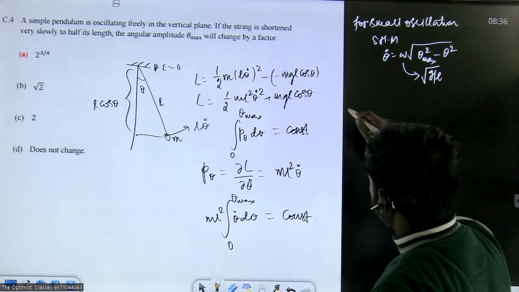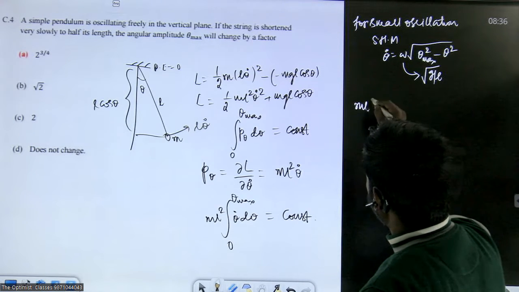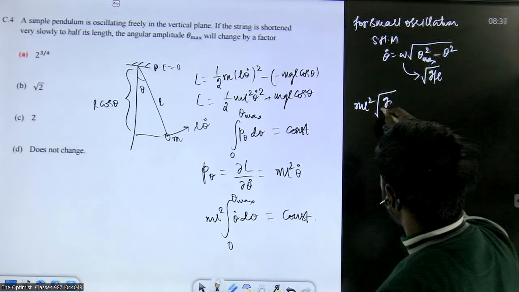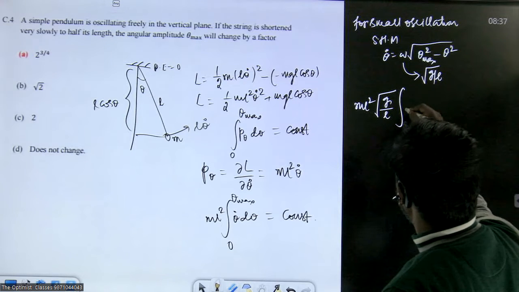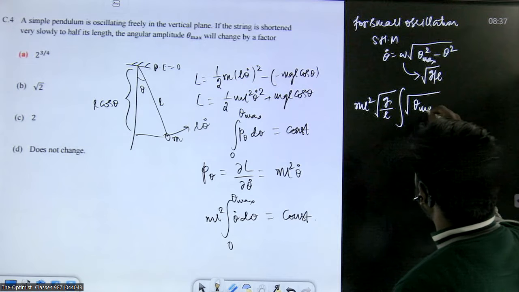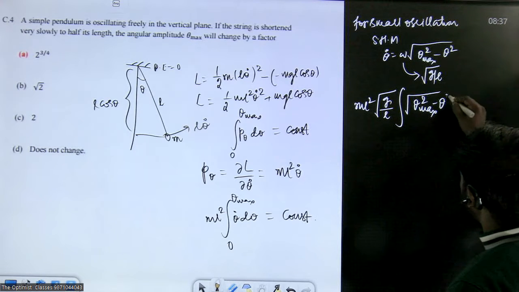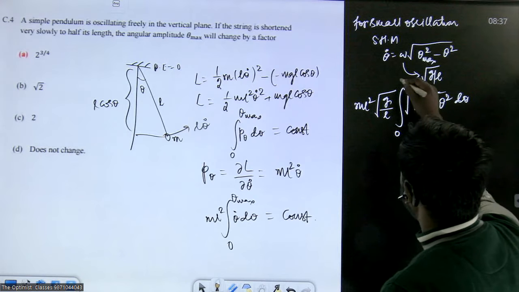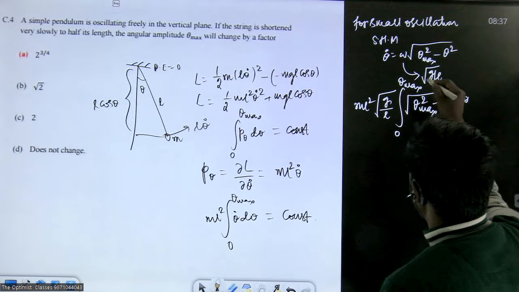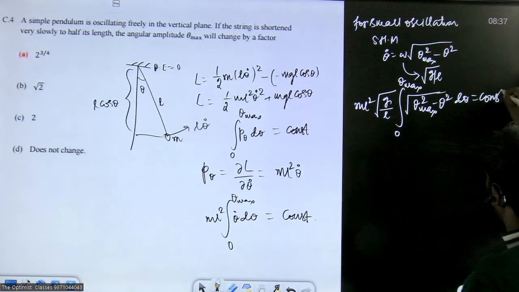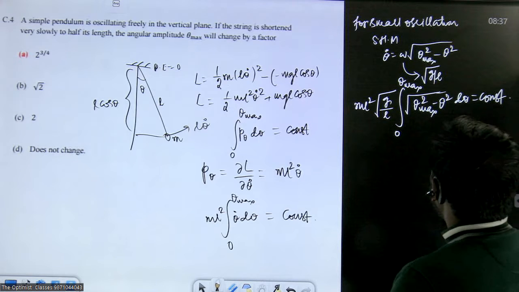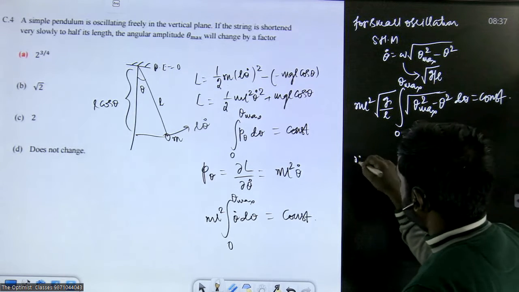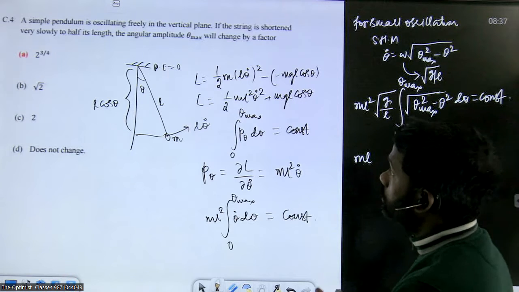We get m l square, and in place of theta dot, when you put this, you get root under g by L and root under theta max square minus theta square. And now we are integrating with respect to theta, and the limit is 0 to theta max. Okay, and this is a constant actually. We are writing this as constant. Now we don't have to do this integration. We can just infer the conclusion from here.